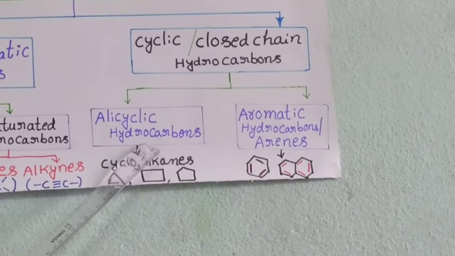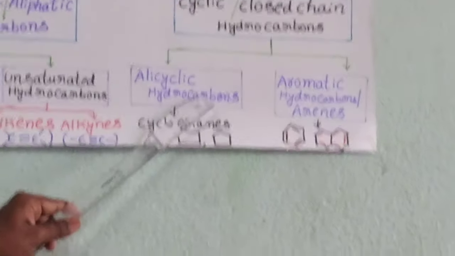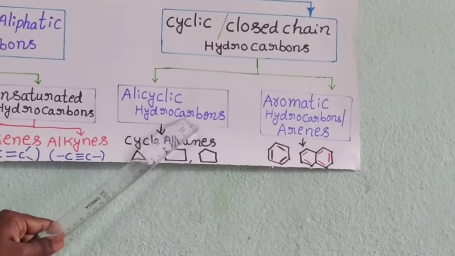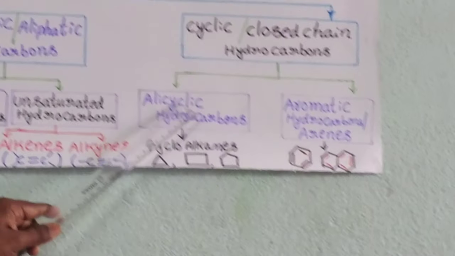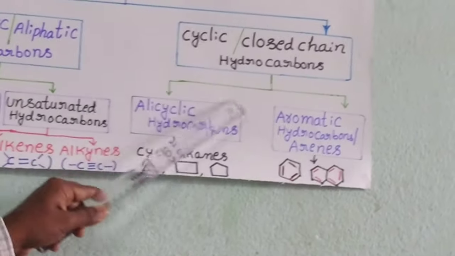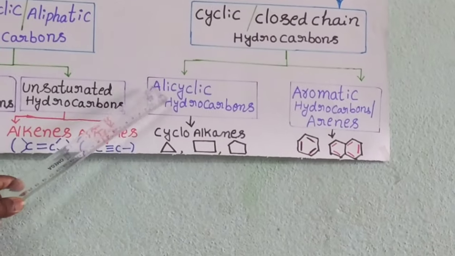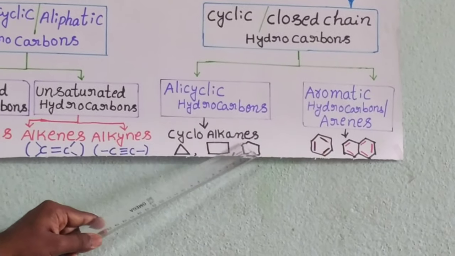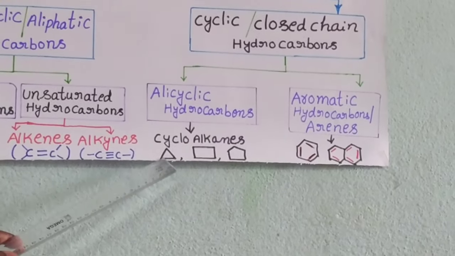What is meant by alicyclic hydrocarbons? The hydrocarbons which contain carbon ring structures, we name as alicyclic. Alicyclic means they are cyclic in manner, that means in a closed manner. What are the examples for these alicyclic hydrocarbons? Cycloalkanes. Examples of cycloalkanes are cyclopropane.